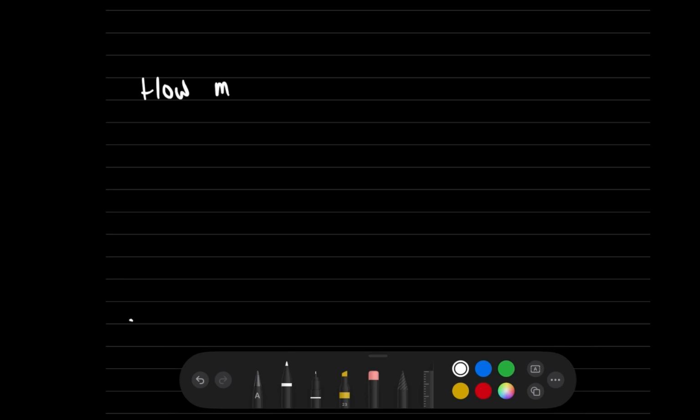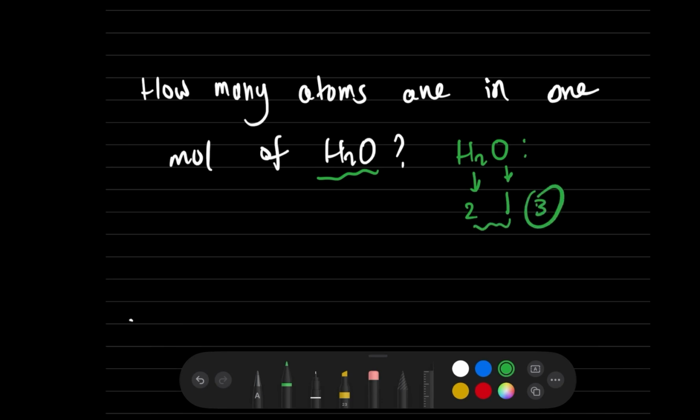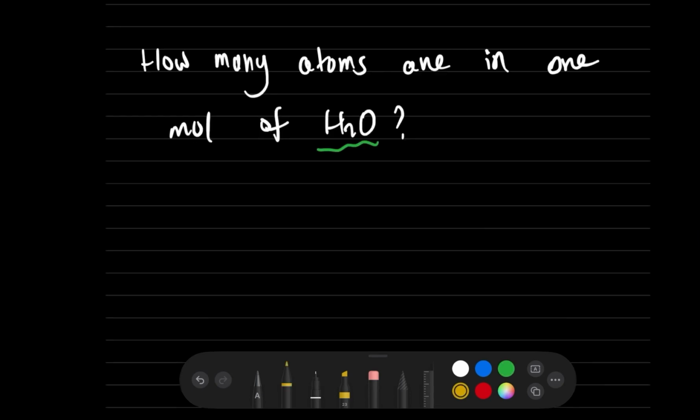How many atoms are in 1 mole of water? What should I do at this point? First of all, you have to look at the water molecule. If I ask you, each water molecule, how many atoms does that contain? It contains 2 hydrogens and 1 oxygen. Then the total number of atoms is equal to 3. But the question is asking me how many atoms in 1 mole of water.